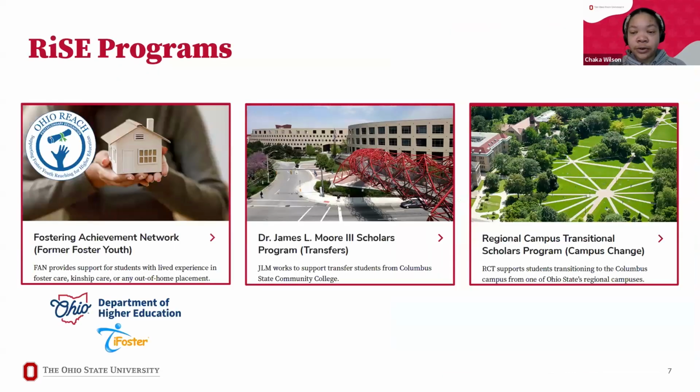Our funding is supported by corporate partners, donors, and other grants, and under the RISE initiative, we actually have 3 different programs. We have the Fostering Achievement Network, that is for foster care alumni or students who identify as formerly living in foster care, kinship care, or another out-of-home placement. We offer support services for them. We have the Dr. James L. Moore III Scholars Program, which works with transfer students from Columbus State Community College. And for our purposes today, we have the Regional Campus Transitional Scholars Program, where we support students who are campus changing from any of our regional campuses to the Columbus campus.